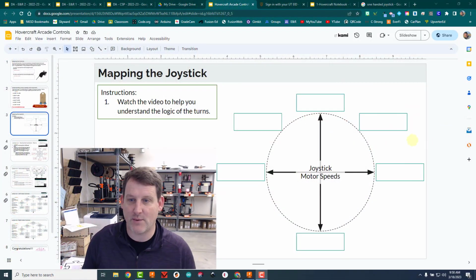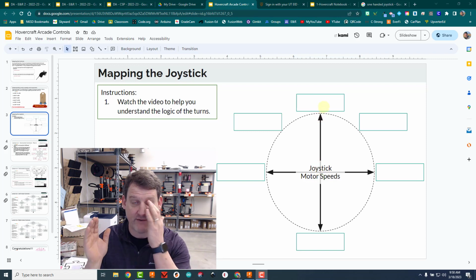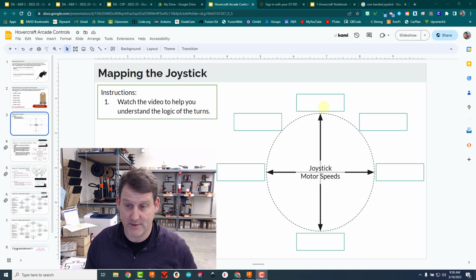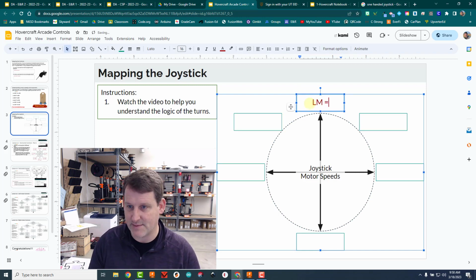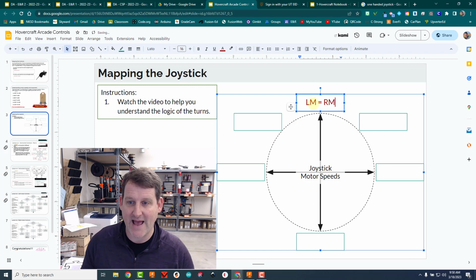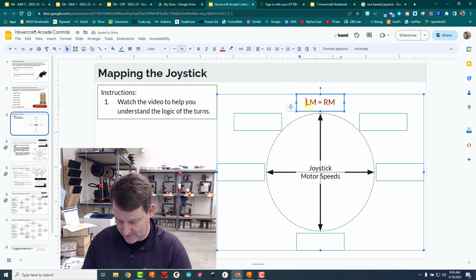So as we go through this, I want you to open up your hovercraft notebook, find this page in there. It should be in the mapping joystick control section, and then follow along with me filling in everything. All right. So first thing we said is when we push the joystick in the Y direction here, we want the hovercraft to drive forward straight. To do that, we have to get both motors fired the same. So in this one up here, I'm going to say, okay, the left motor has to be equal to the right motor, and they both need to be positive, which means they're both pushing forward.